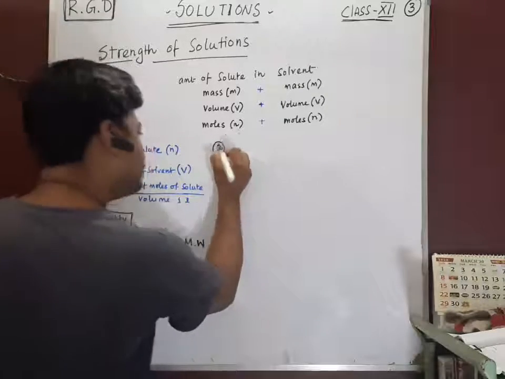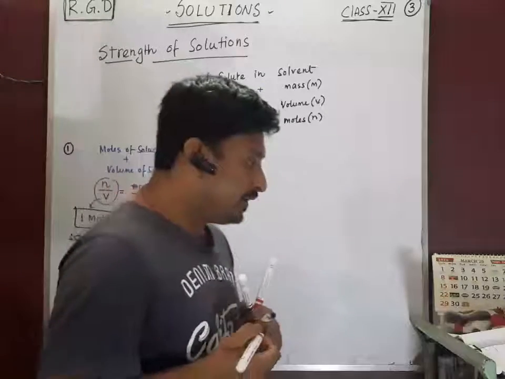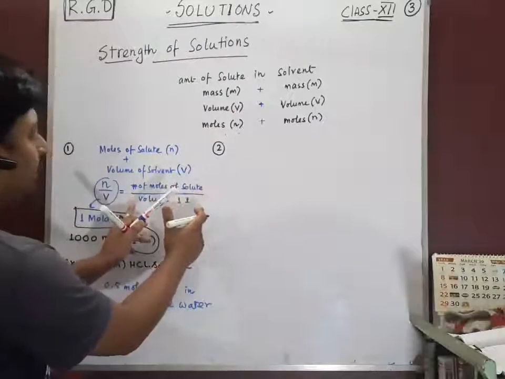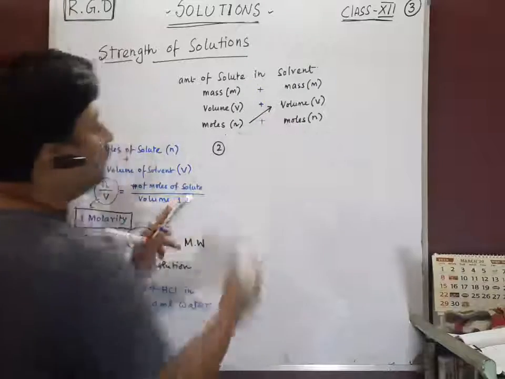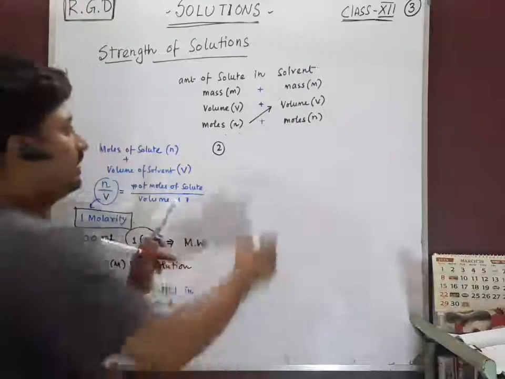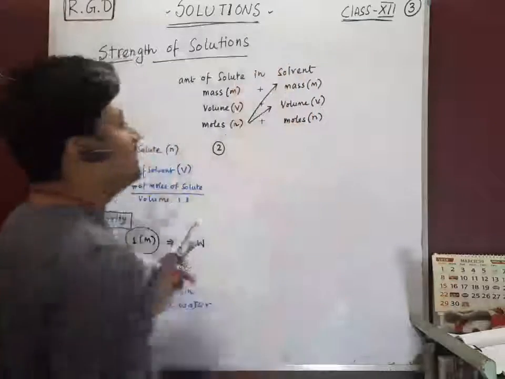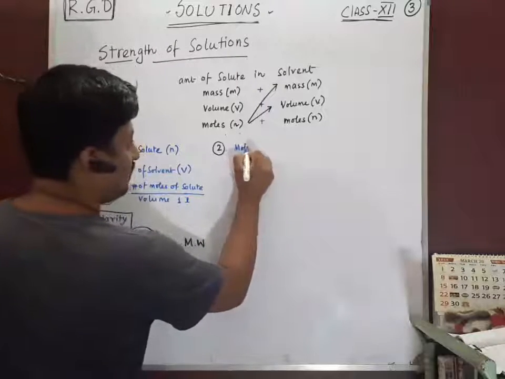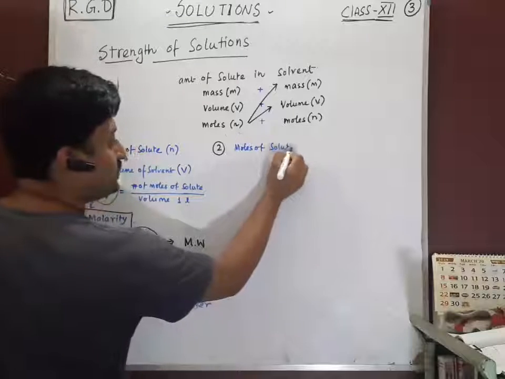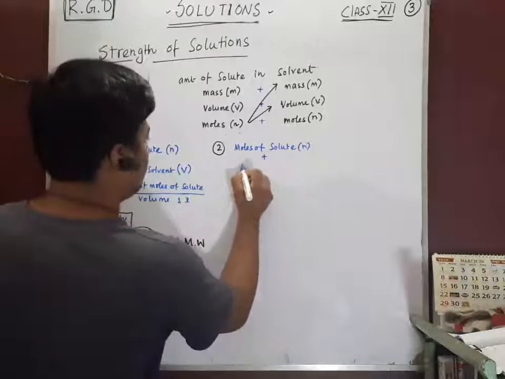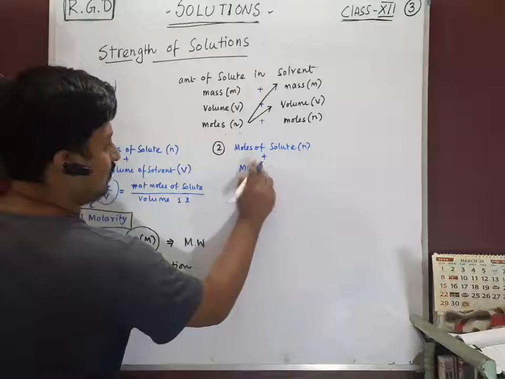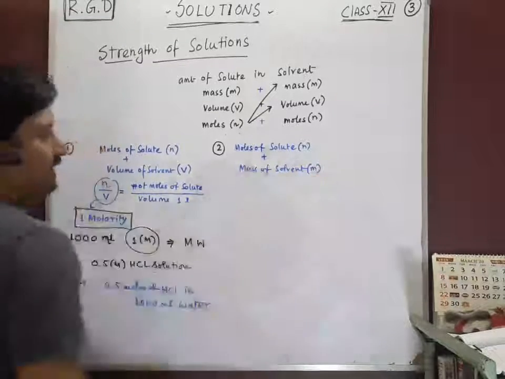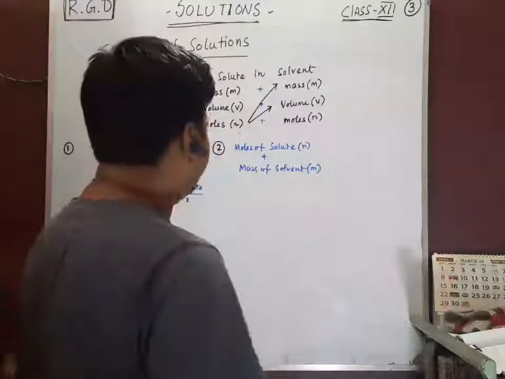Now case number two. What I talked about here is the moles of the solute divided by volume. That means I am taking moles with a volume combination. Now, if I take moles with a mass combination, what is this? If I take moles of solute, that is n, plus mass of solvent, if I take this combination, then what can happen?